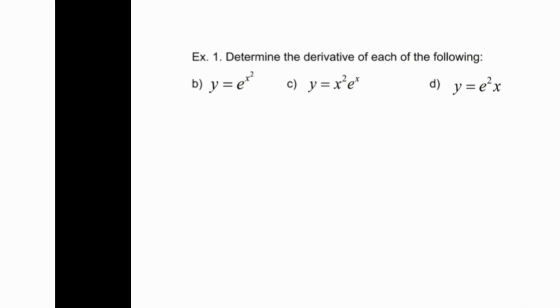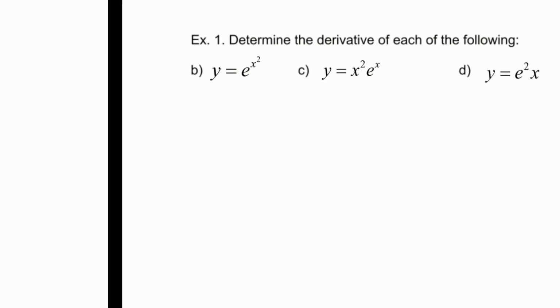Okay, so let's look at some examples. Let's determine the derivative first off of y equals e to the x squared. So the derivative is the same. Remember, the derivative of this is the same thing multiplied by the derivative of the exponent. Okay, so here we go.